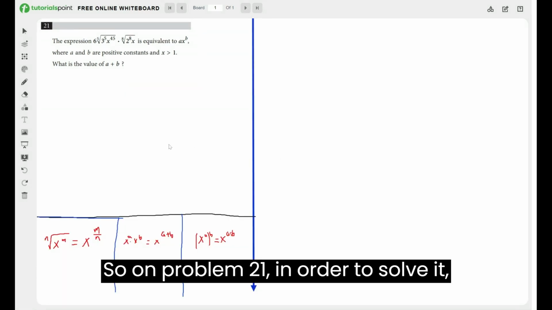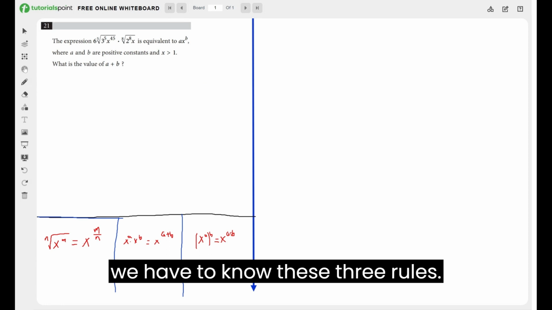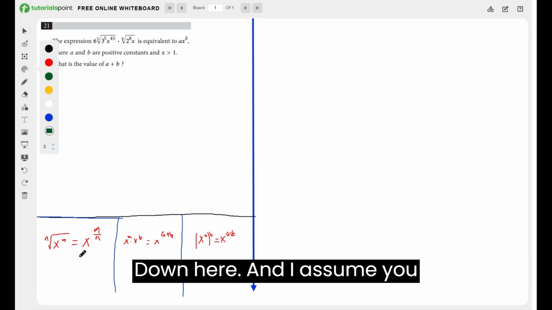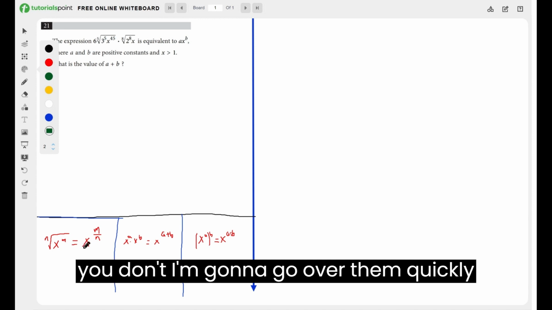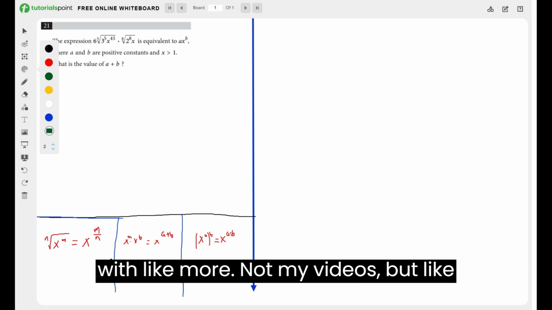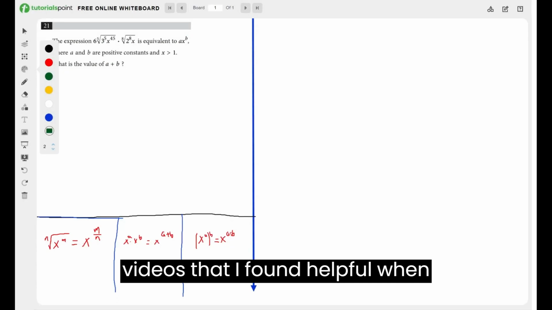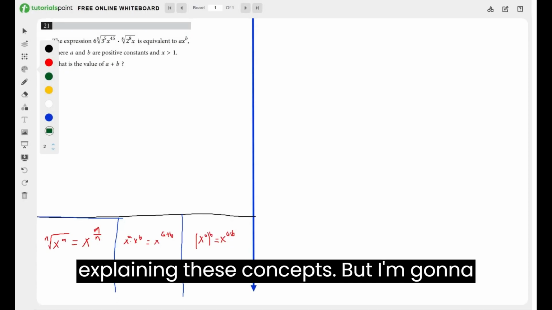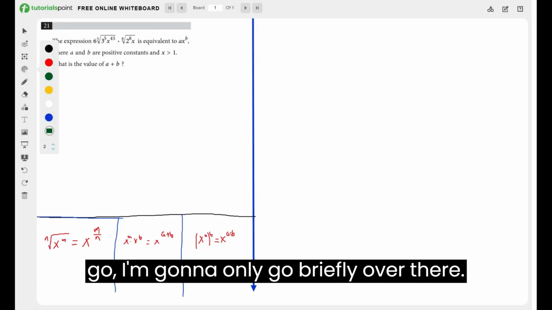So in problem 21, in order to solve it, we have to know these three rules down here. And I assume you guys know these rules from school, but if you don't, I'm going to go over them quickly. And I'll include links in the description with more videos, not my videos, but videos that I found helpful when explaining these concepts. But I'm only going to go briefly over them.